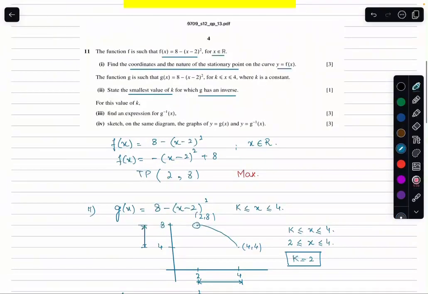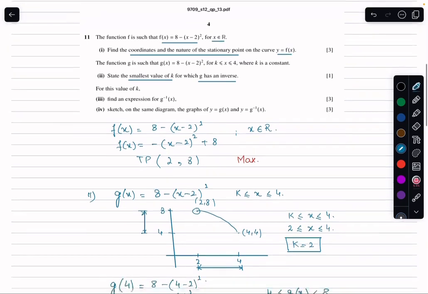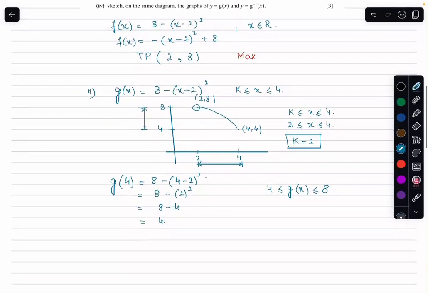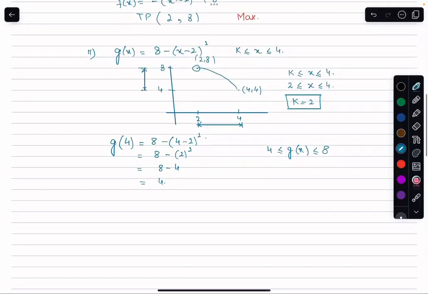So after getting this value, they are saying find an expression for g inverse x. So to find an expression for g inverse x, my g(x) is equal to 8 minus (x minus 2) the whole square.